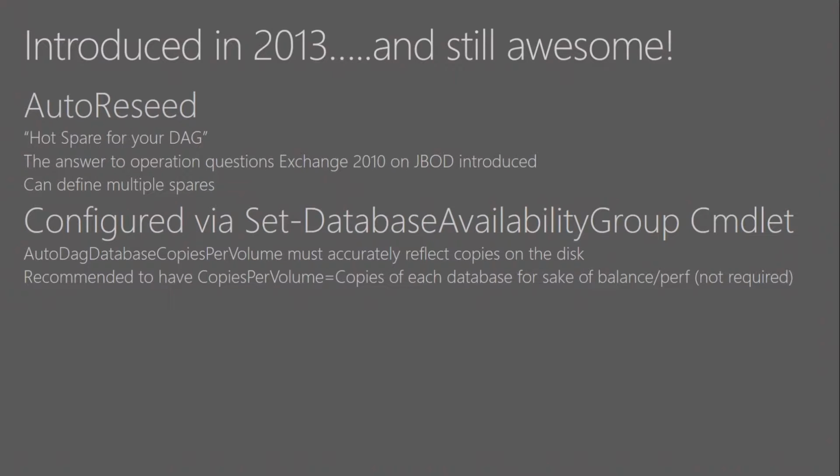Now, one misconception I've seen is that the copies per volume needs to equal however many copies of the databases you're running. So if each of your databases has 4 copies, that means you have to run 4 database copies per drive, per volume. That's not true. That's a recommendation in terms of balance and the best utilization of the feature. That's not a hard requirement. As long as the AutoDagDatabaseCopiesPerVolume setting is accurately configured to reflect how many database copies are on the volume, then it will work. So the other thing about them being equal to the number of database copies, it's just a recommendation.